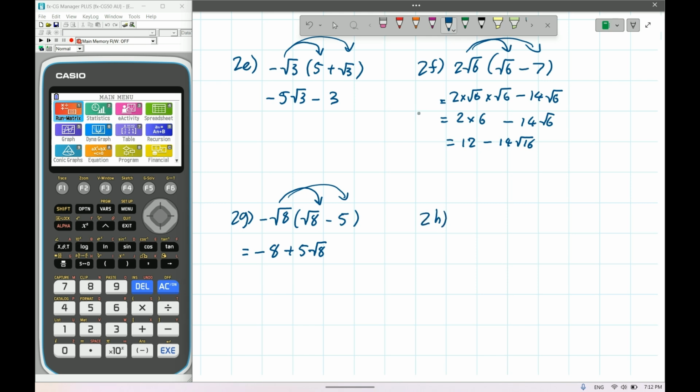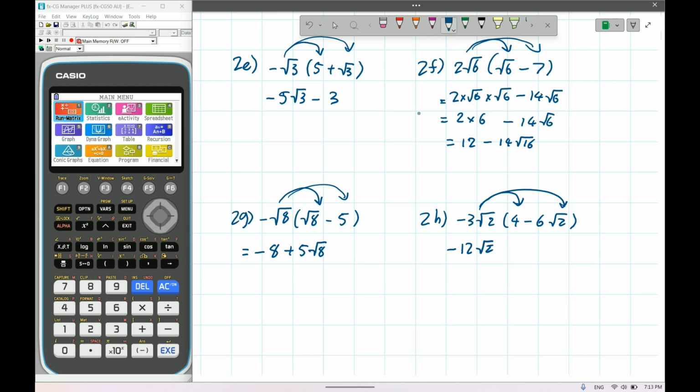2h. And now we get the trickiest one. So the way I understood this when I first learned it was when two things are being times together, it's the non-square root numbers times together and the square root parts times together. So the 3 and the 4, those will times because they're not square roots. So that becomes a minus 12 square root 2.